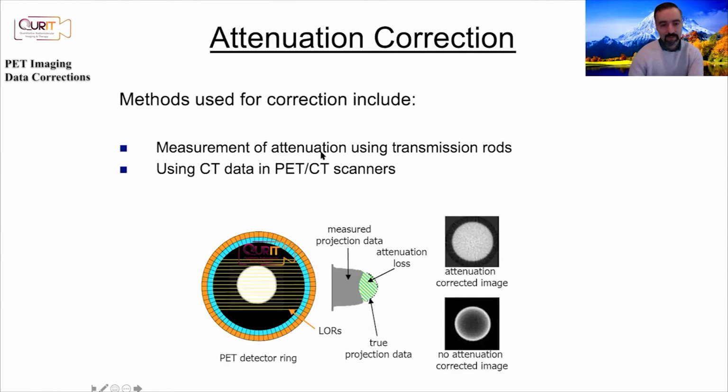So there have been different methods to correct for attenuation. Measurement of attenuation has been done using transmission rods. We talked about that in the context of SPECT CT also, where you would have a rod source rotate around the patient, kind of like a very slow and poor way of doing CT. Whereas nowadays, in PET CT scanners, the CT does this only in the order of a few seconds.